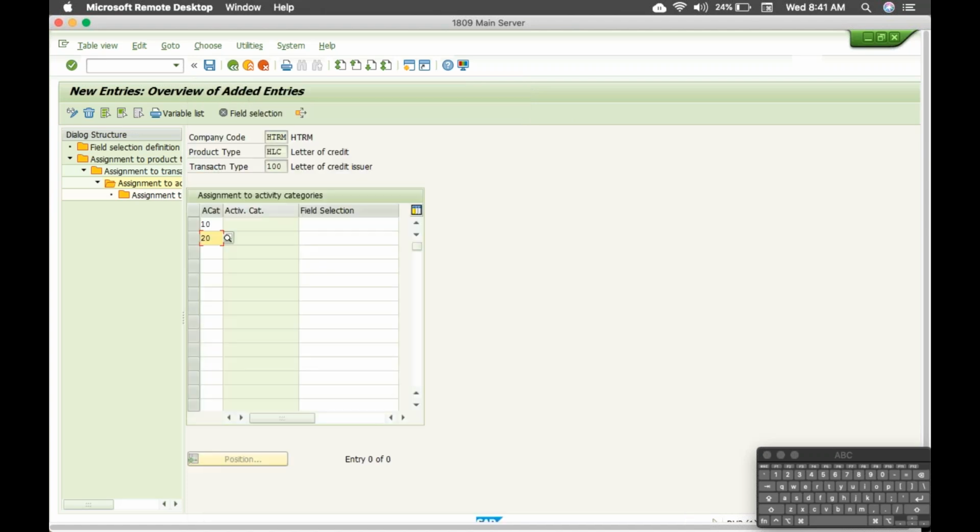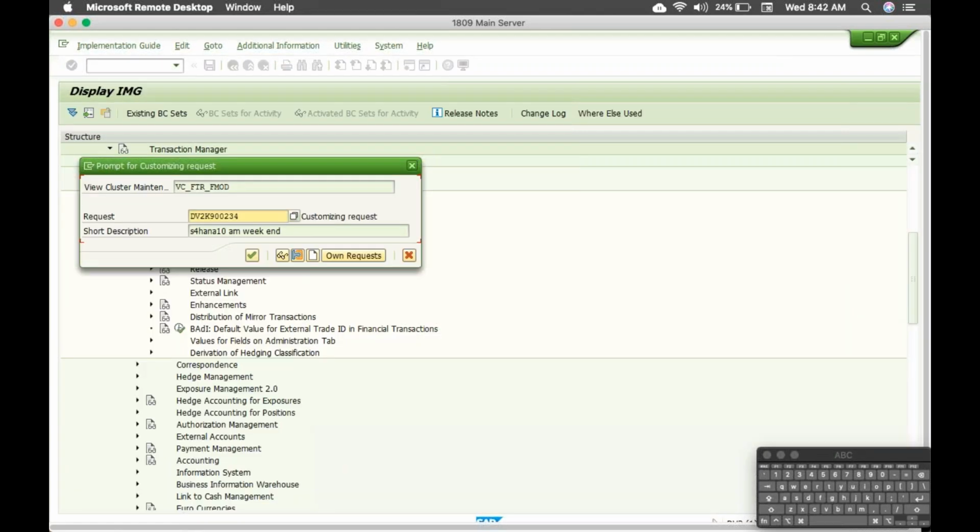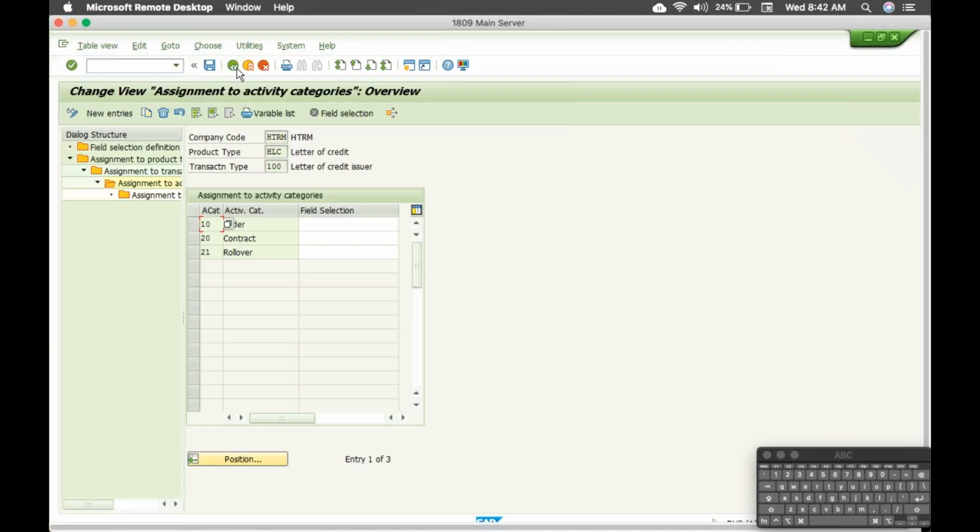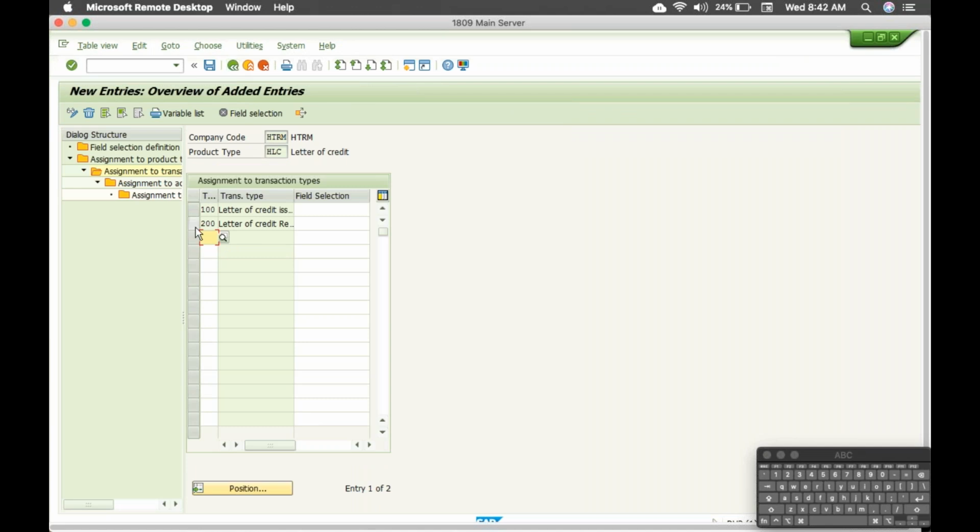Order, contract, rollover: three things we can assign. That means when we are raising the letter of credit, you can create an order, you can create a contract, or you can roll over the existing contract. Then receiving: when you receive it, letter of credit receiver.